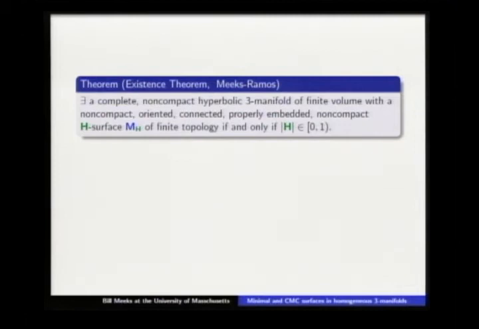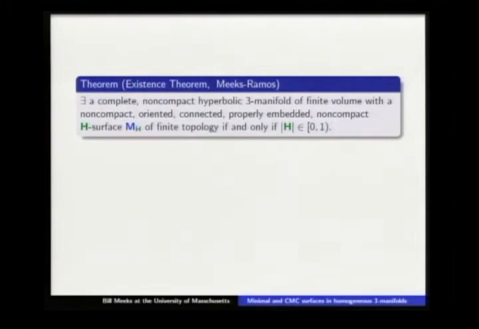So the first thing is I'm thinking of a non-compact hyperbolic three-manifold of finite volume. They have these things called cusps, kind of torus cross a half-open interval type topological ends. And in those, I'd like to ask, do I have complete, connected, properly embedded, non-compact H surfaces of finite topology? And the answer is, if and only if the absolute value of this constant mean curvature is in that range. So I can't do, for example, 1. I can do any value less than 1.